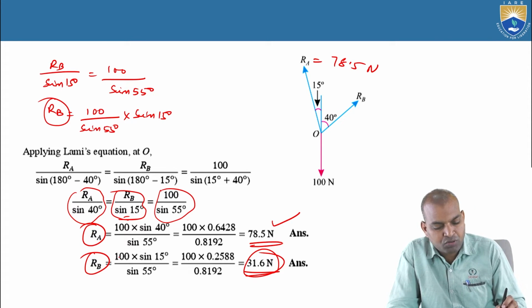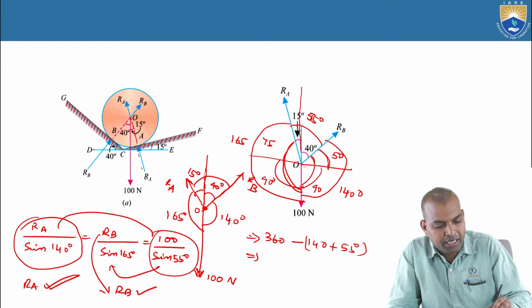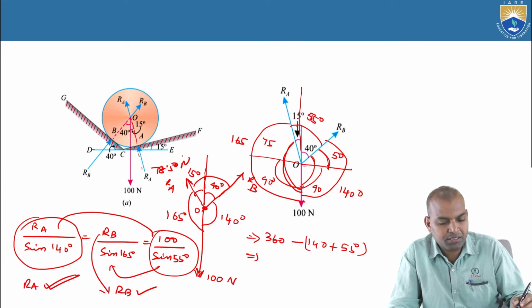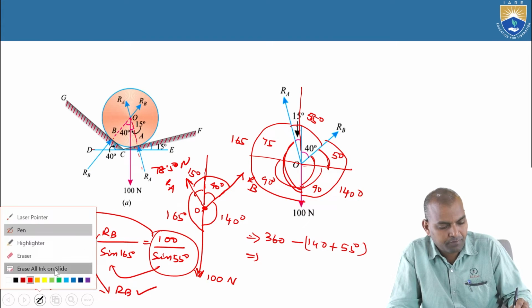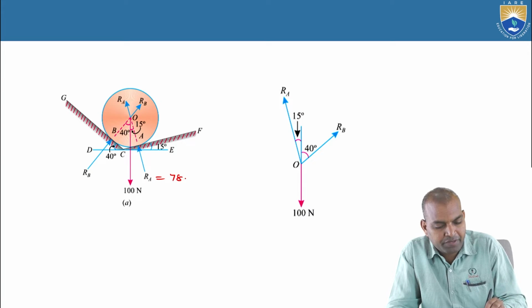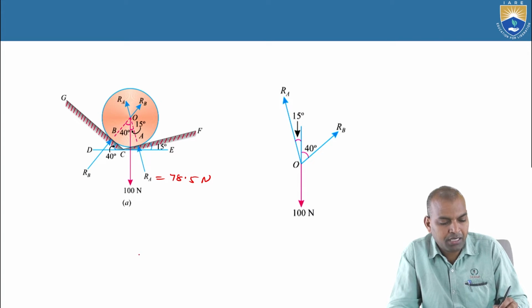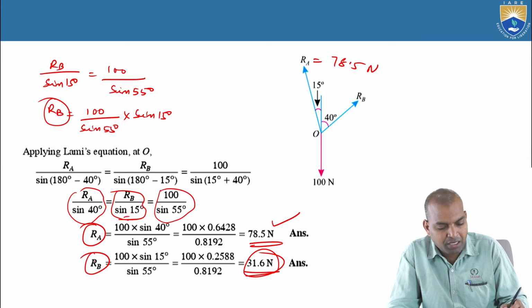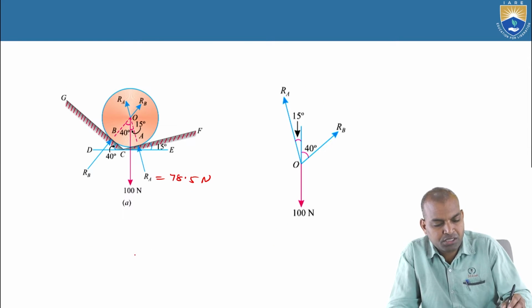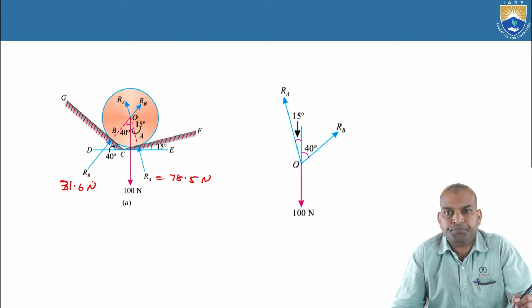So RA equals 78.5 newtons, and what about RB? RB is calculated as 31.6 newtons.